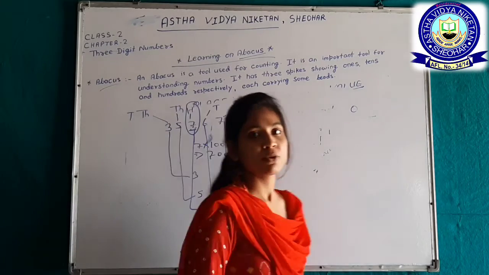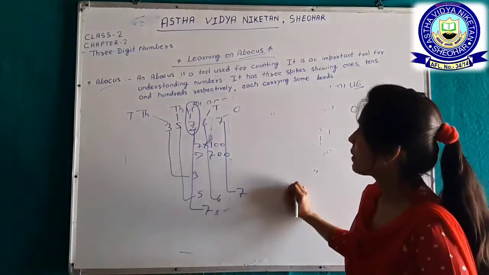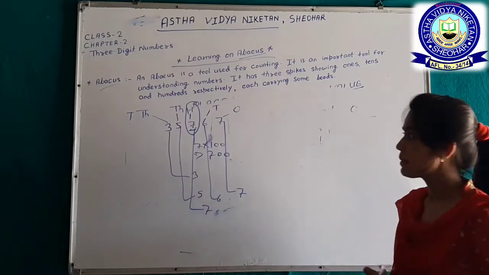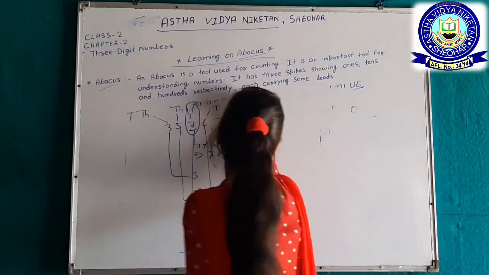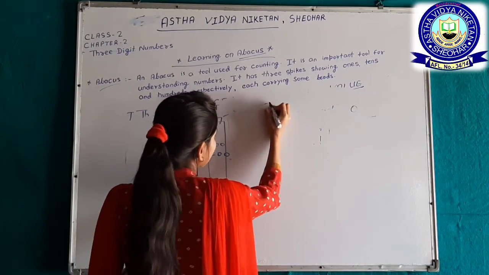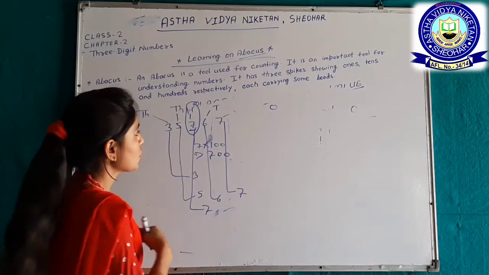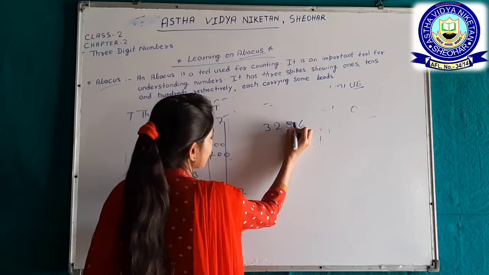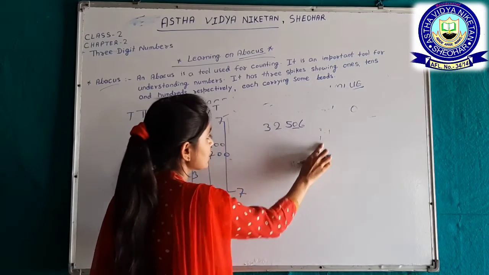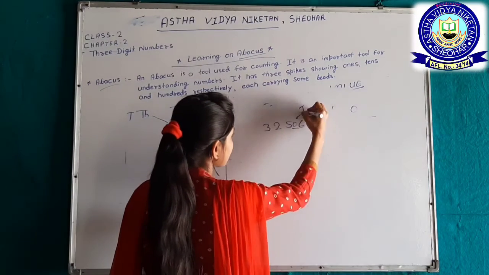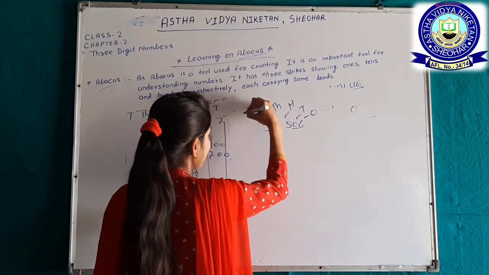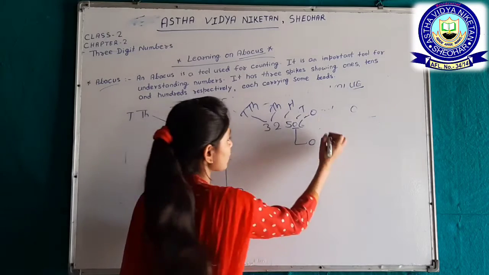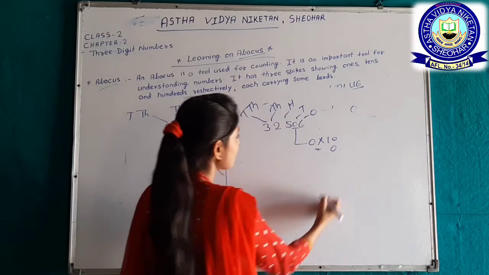There is no face value of 0. 0 has neither face value nor place value. If you have to find out the place value of 0, the answer will always be 0. Ones, tens, 100, 1000 and 10,000. The position of 0 is tens, so the place value of 0 is 0.